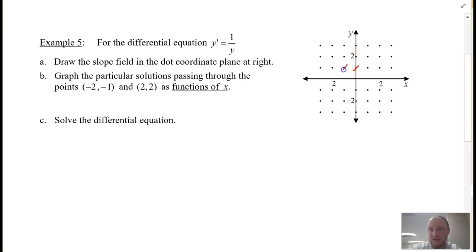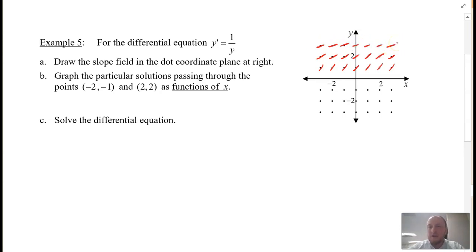And the great thing is that it's going to be exactly the same for all of these dots. The slope is going to be 1 because the y value is 1. For all the y values of 2, it's 1 over 2, so 1/2. Those look something like this. And then up here at y equals 3, they all have a slope of 1 over 3, so a little bit more flat. Okay, so here is our slope field.